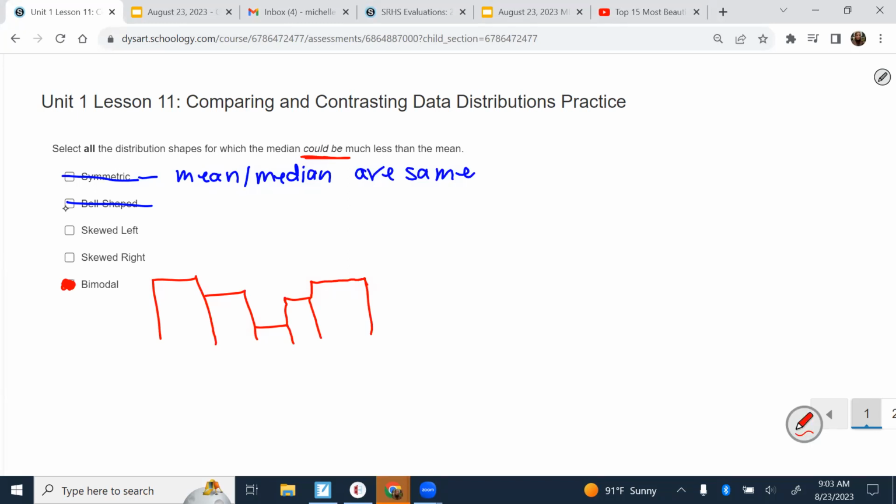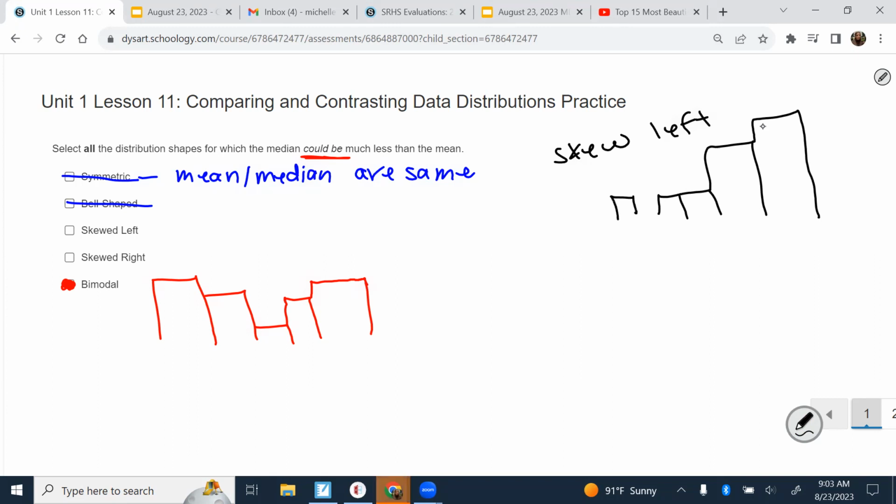Skewed left, skewed right, or both? Okay. So maybe let's draw it out. If it's skewed left, that means the void would be on what side? On the left side. So if I'm drawing a skewed left histogram, it could look something like this. And you could even maybe have an outlier, who knows? But the void is on the left side.